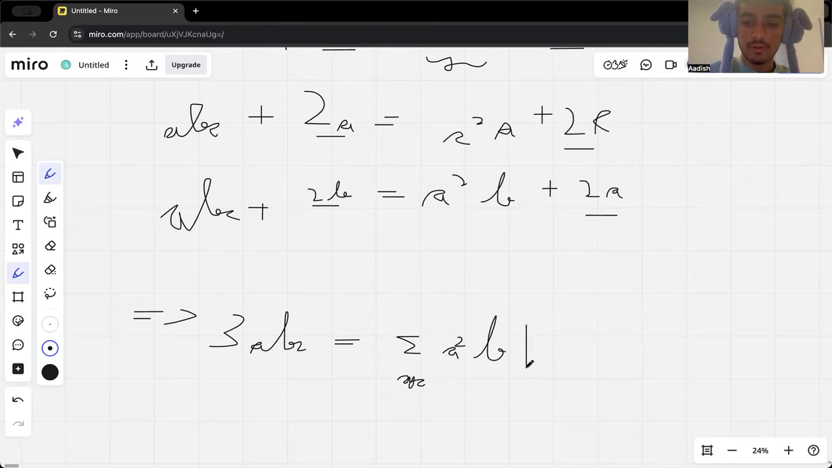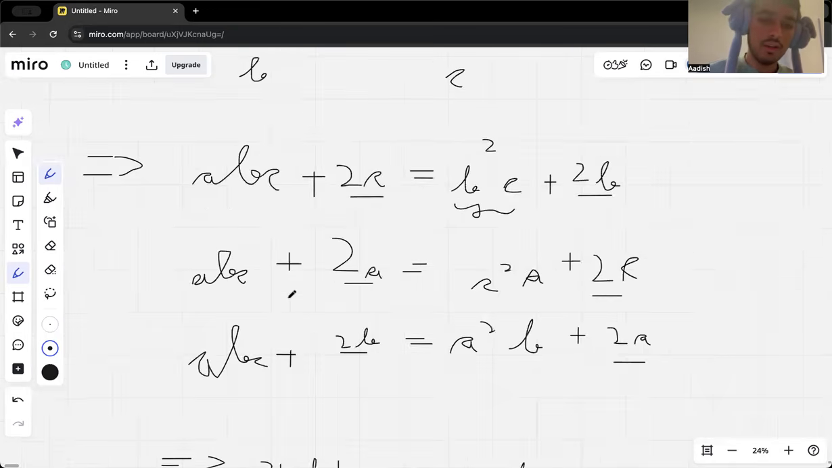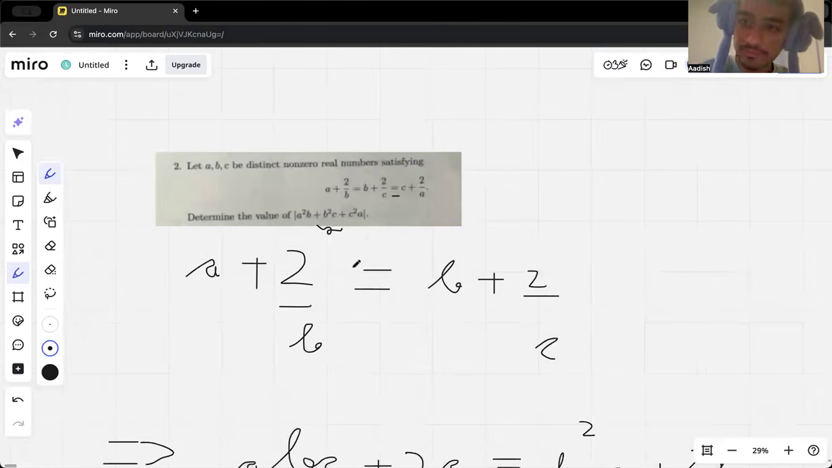Anyway, take absolute value on both sides. So this is what we need to find: 3 times the absolute value of abc. Now what? How do you find abc? Well, the second thing you notice is this: distinct, non-zero, and reals. Reals doesn't matter too much here. Non-zero is there because we are dividing by b, c, and a.